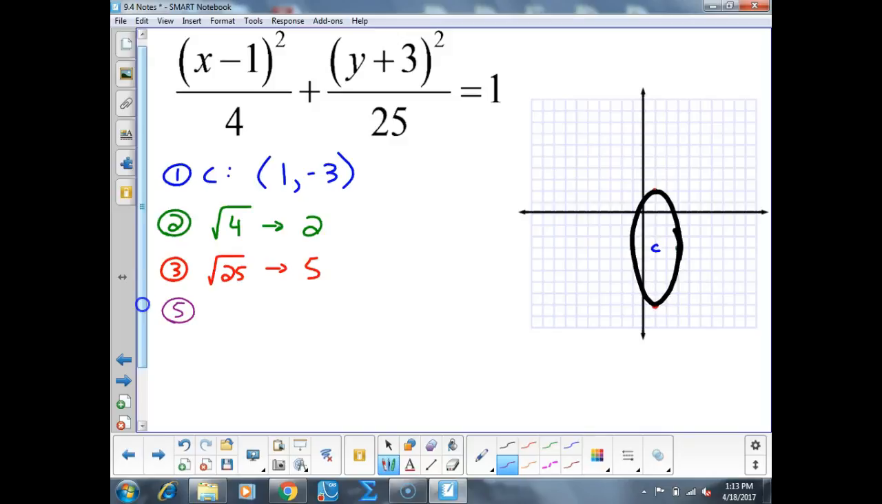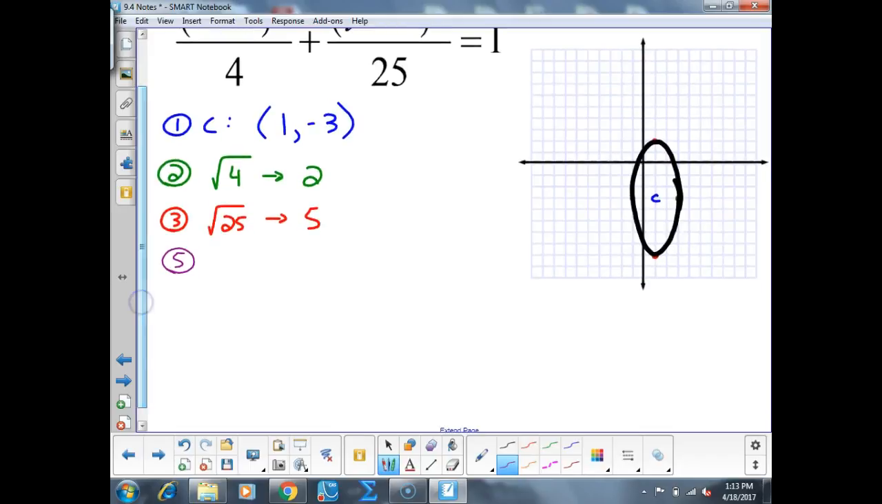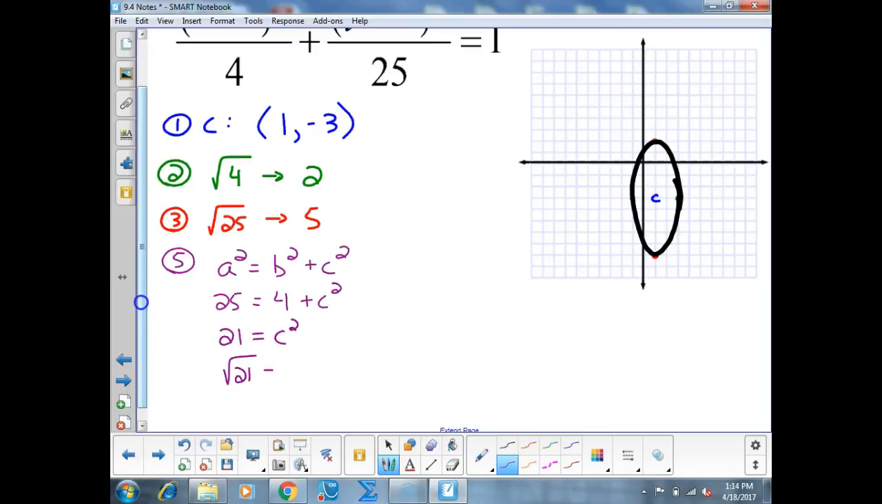Step 5. Find the foci. What am I going to use to find the foci? A squared what, David? Equals B squared plus C squared. What's my A squared? 25. What's my B squared? 4, which makes my c squared then be 21, correct? So c is the square root of 21.